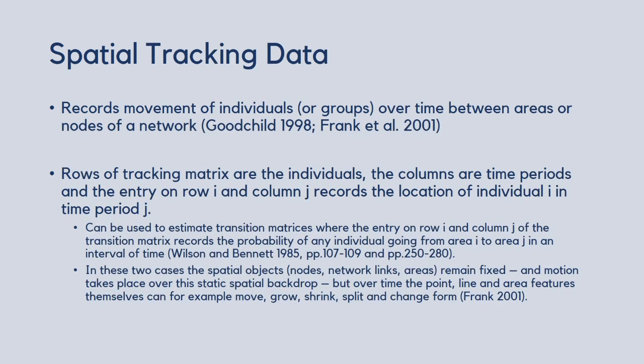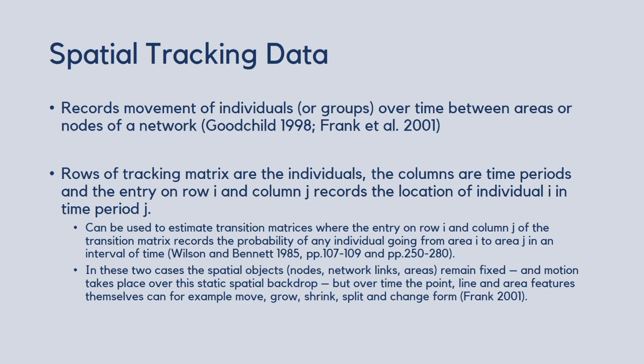Okay. So this is known as the spatial tracking data, which records the movement of individuals or groups over time between areas or the nodes of a network. So the rows of the tracking matrix are the individuals, the columns are time periods, and the entry on row I and column J records the location of individual I in time period J.